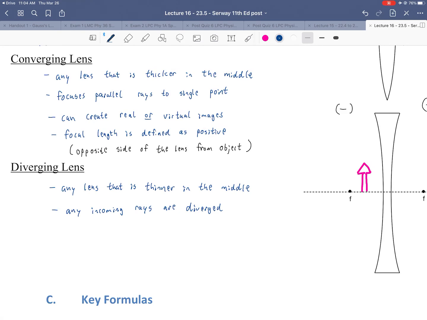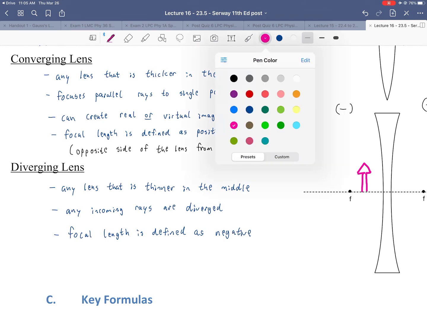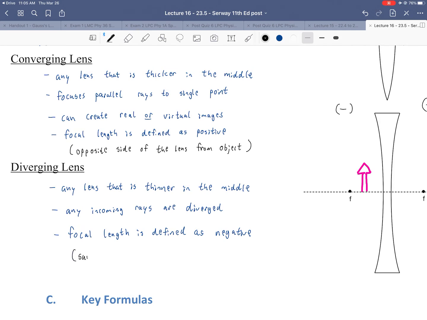Okay? And the focal point is defined to be negative. So the focal length is defined as negative. Okay? And that would be on the same side as the object.